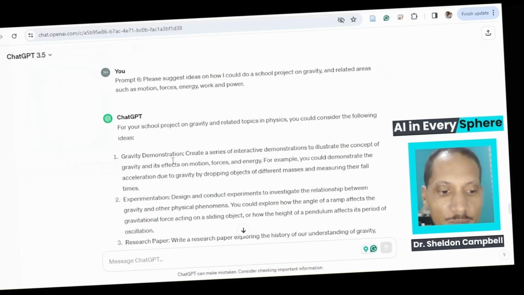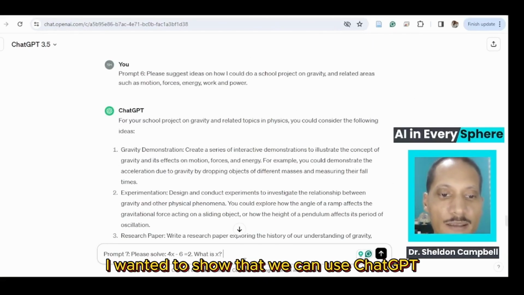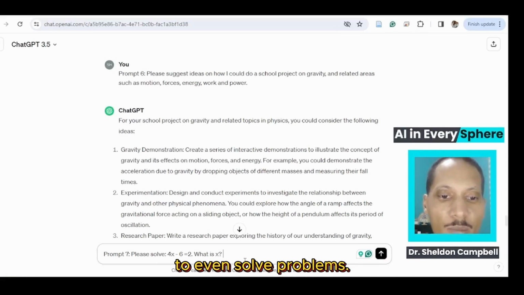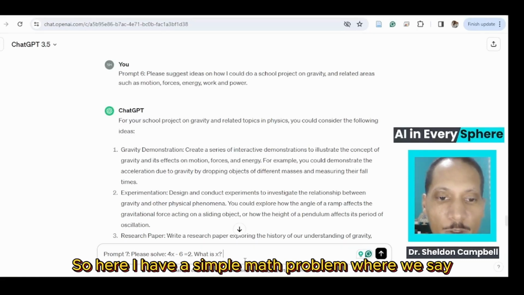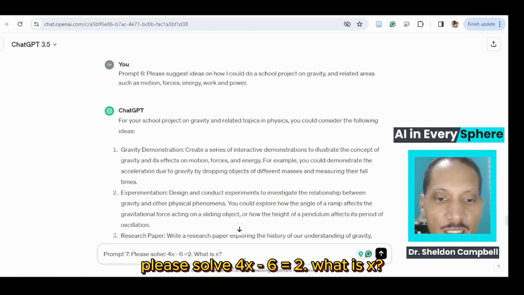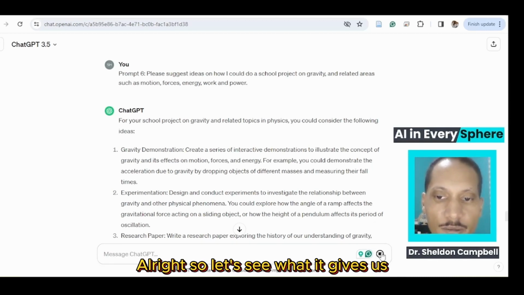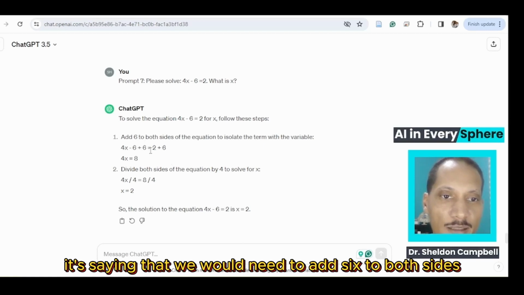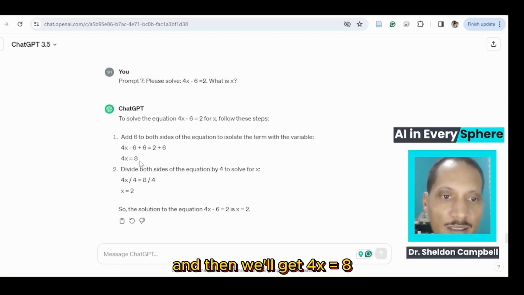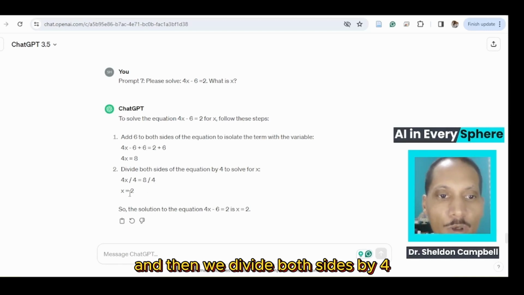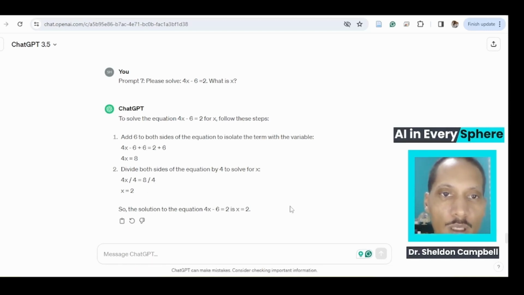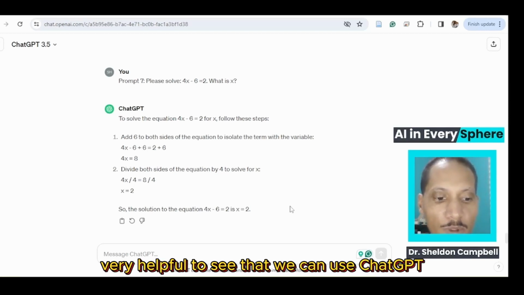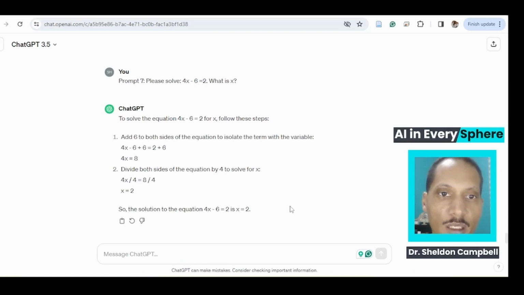Extremely beneficial. Alright, for prompt 7, I wanted to show that we can use ChatGPT to even solve problems. So here I have a simple math problem where we say, please solve 4x minus 6 equals 2. What is x? Alright, so let's see what it gives us. So pretty much it's saying that we would need to add 6 to both sides, and then we'll get 4x equals 8, and then we'll divide both sides by 4, so x is equal to 2. So I mean, again, very, very helpful to see that we can use ChatGPT to solve math problems.